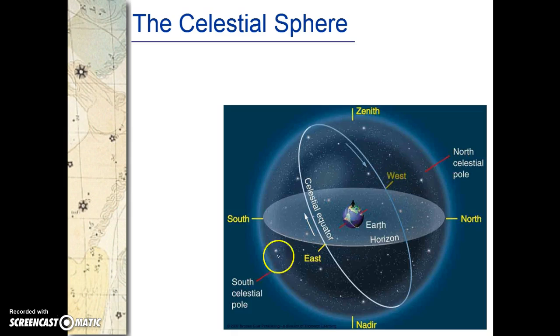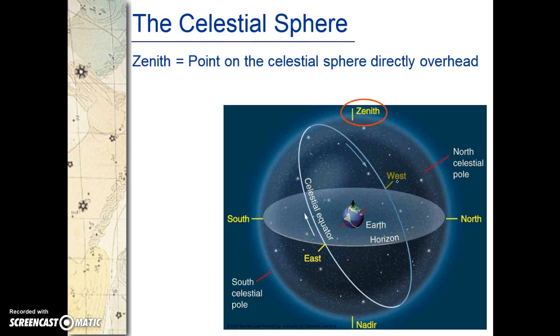All right, the celestial sphere is this orb that's around the Earth, and it includes the sun and the stars and the planets and the moon. It's the sphere of the heavens, of the sky. On the celestial sphere, you have the zenith, which is the point that's directly above your head. That does not mean it's north.